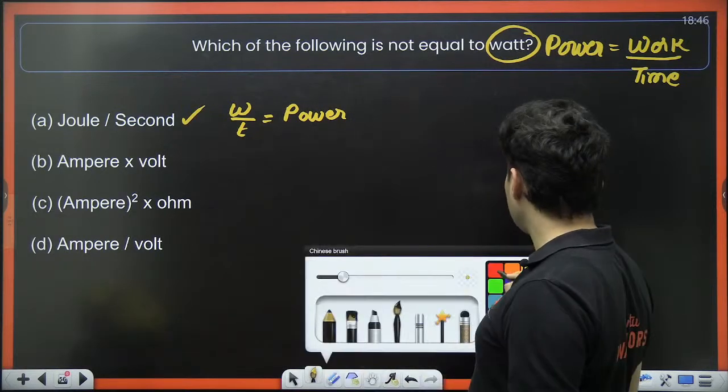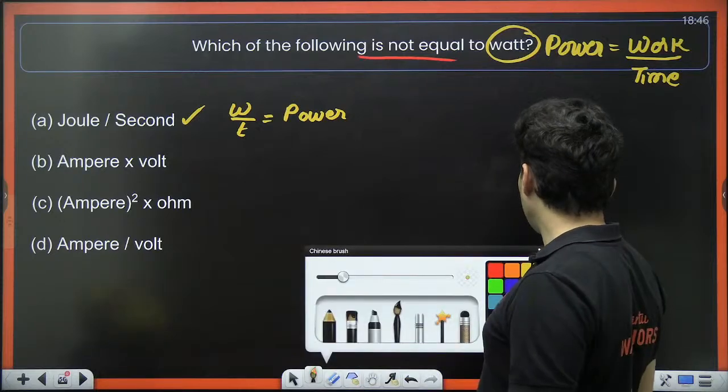Which of the following question says is not equal to? Is not equal to.